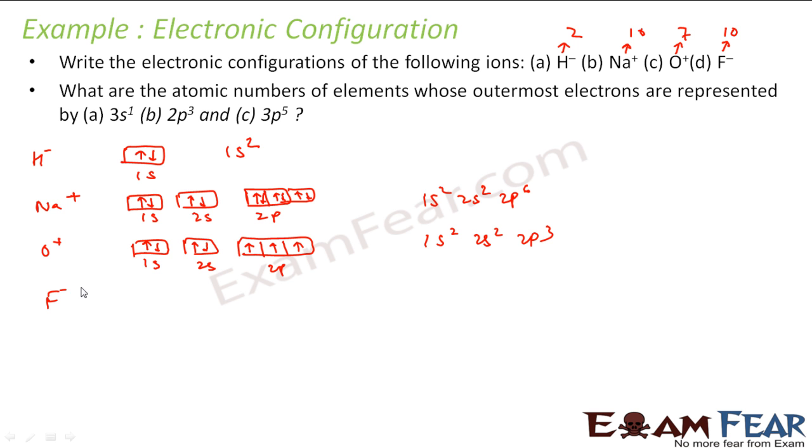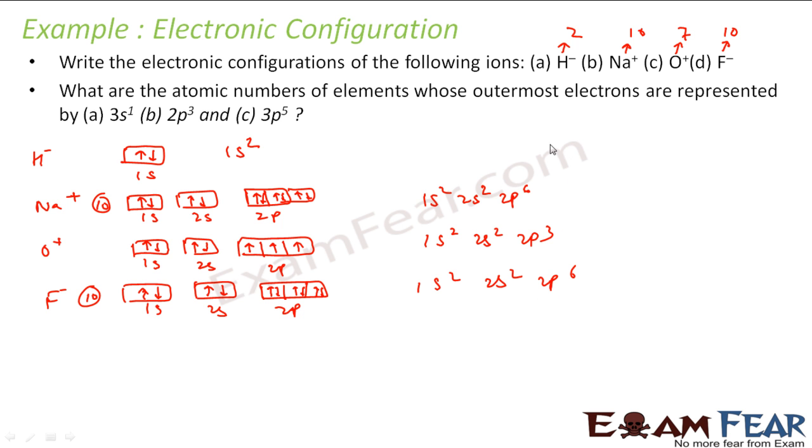F minus has 10. So let's again write 1s, 2s and 2p. If you see, this was 10 and this was 10, so the electronic configuration will be all the same. I'll just show you, 10 electrons. First comes here, second, third, fourth, fifth, sixth, seventh, 8, 9, 10. So it will be 1s2, the 2s subshell has 2 and the 2p subshell has 6. These are the electronic configurations of all these ions.